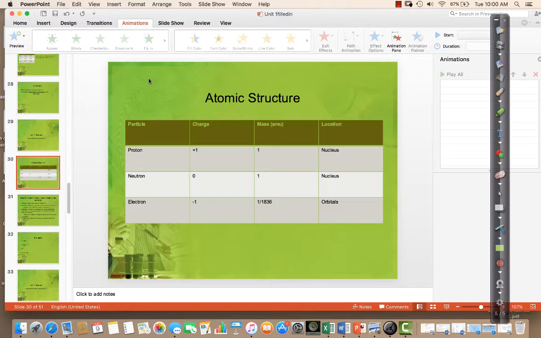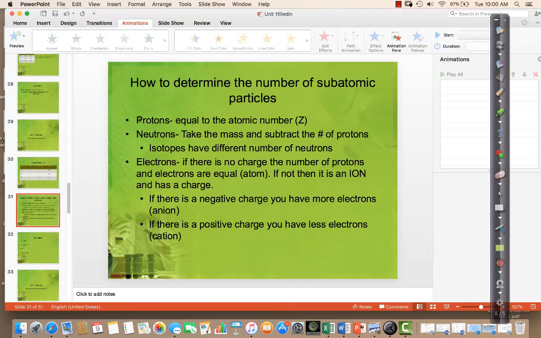So an atom has mass, and that's going to come from the protons and neutrons. The charged particles are the protons, which are positive, and the electrons are negative. All right, so the protons are equal to the atomic number. That letter Z represents the atomic number. So anytime you see a Z, I know it's really strange, that's indicating the atomic number, which is equal to the number of protons.